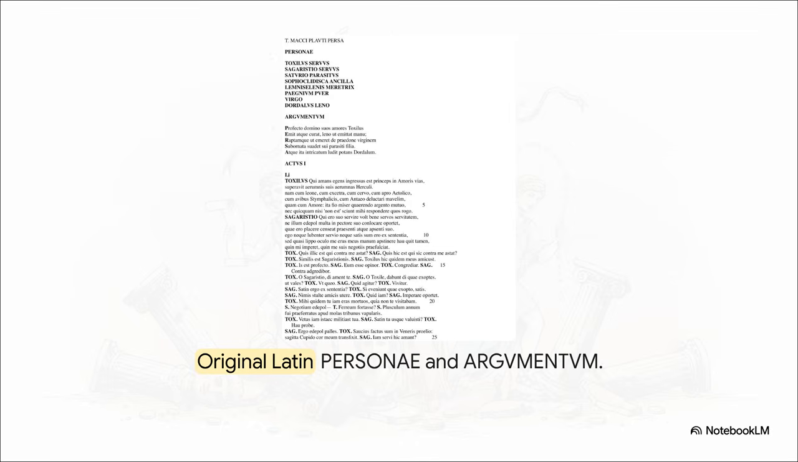We don't start with an adulescens or a senex, the traditional freeborn male citizens who normally drive these Roman plots. Nope, the list kicks off directly with Toxilus servus and Sagaristio servus. Plautus immediately and exclusively hands the central dramatic agency over to the underclass. And the argumentum pretty much outlines this whole subversive thesis right up front.